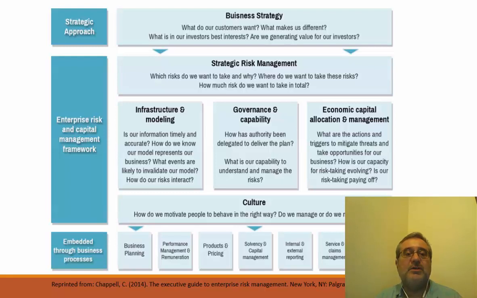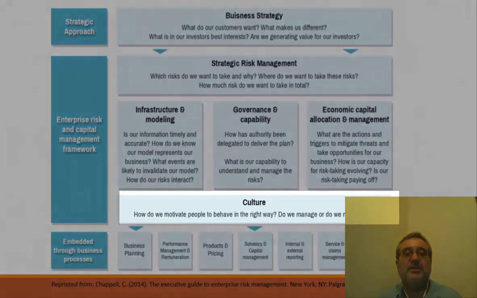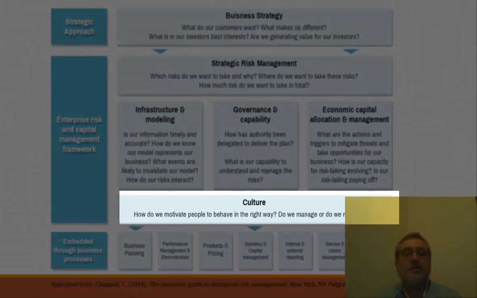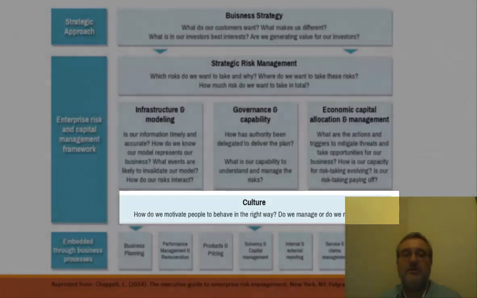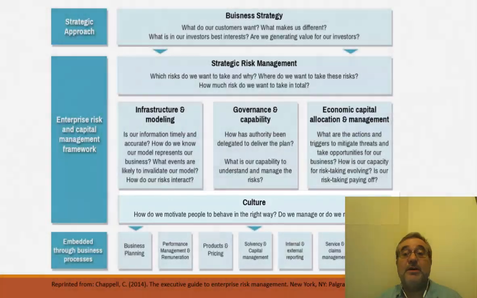You notice that what permeates all of these elements in the enterprise risk and capital management framework is the culture. The culture asks how we motivate people to do the right thing. How do we manage, or in fact are we not managing but manipulating? We've talked several times related to culture. Culture is critical to the organization in terms of developing this tone at the top that permeates this doing the right thing within the organization.